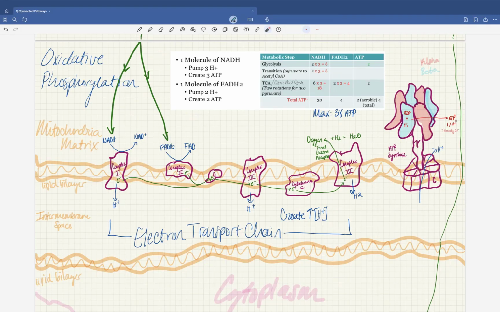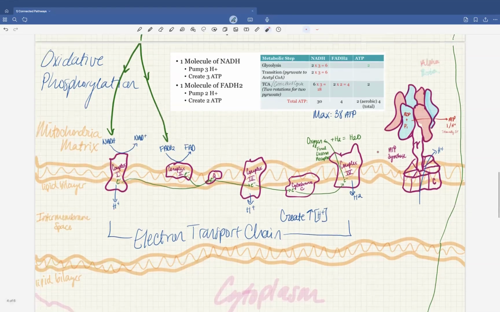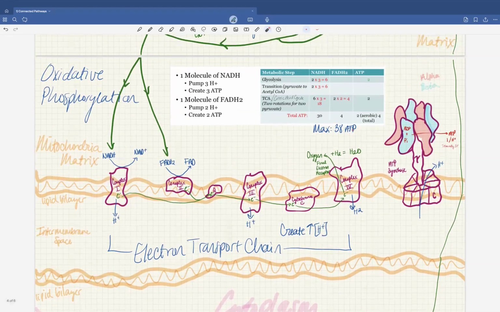Now, technically, it takes three hydrogen atoms to create one ATP molecule because ADP and a phosphate group will bind to one of the beta subunits. And then once it's gone a full rotation, then it'll be released as ATP. So if one hydrogen atom rotates it 120 degrees, then it would take three hydrogen atoms to rotate it 360 degrees. So it technically takes three hydrogen atoms per ATP molecule, but one hydrogen atom is what generates an ATP molecule. So then under perfect conditions, this will generate a maximum of 38 ATP.